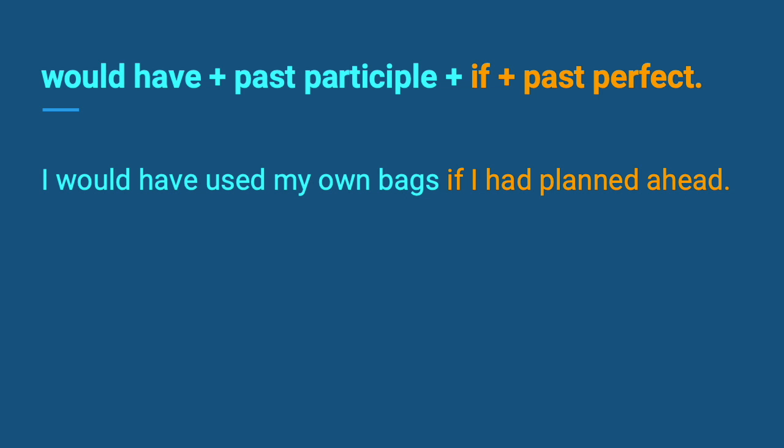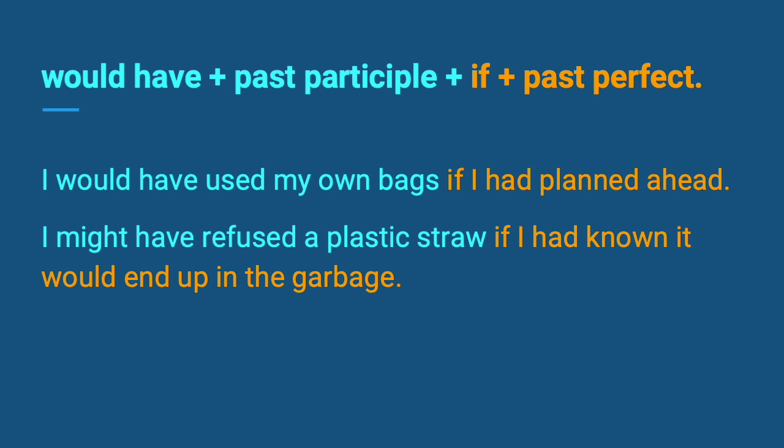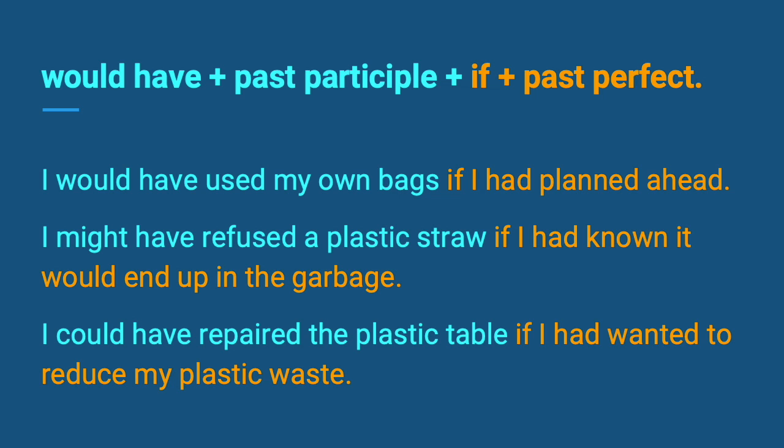I would have used my own bags if I had planned ahead. I might have refused a plastic straw if I had known it would end up in the garbage. I could have repaired the plastic table if I had wanted to reduce my plastic waste. All of these examples have the main clause first.